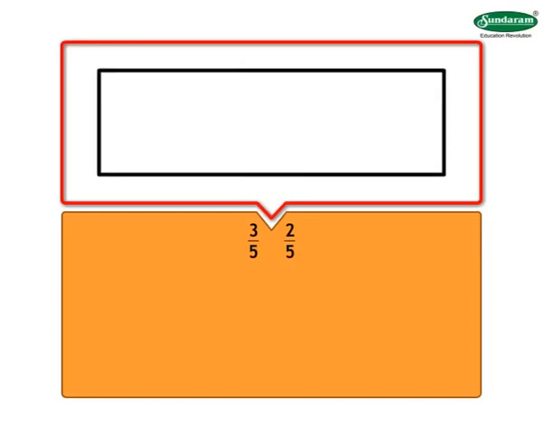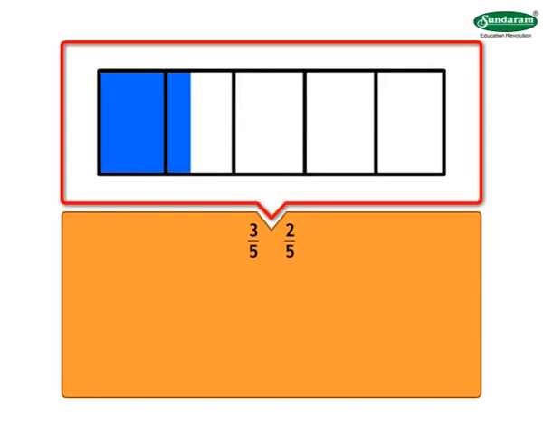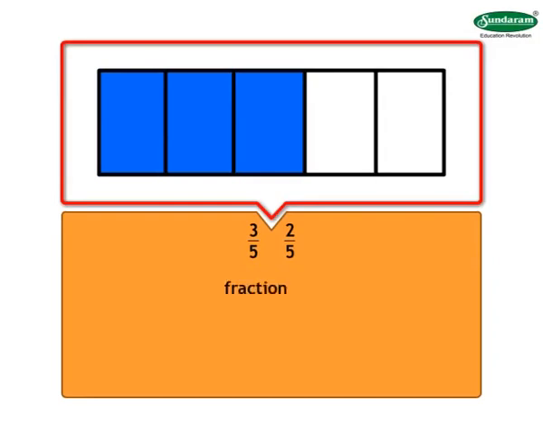Now, let us take the same example and understand it in a simple way. The first fraction given is 3 upon 5 and the other is 2 upon 5. Let us think that a rectangular cake is divided into 5 equal parts. Now if 3 pieces out of these 5 equal pieces are given to me, we can show it as 3 colored parts. This fraction can be written as 3 upon 5.